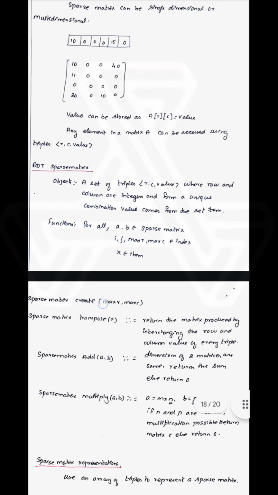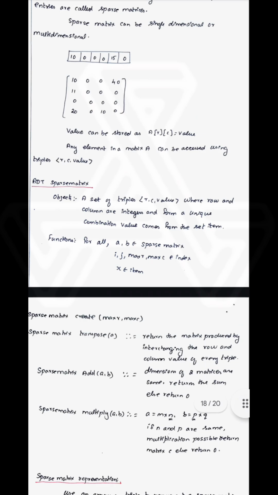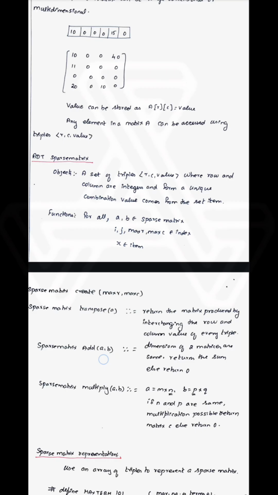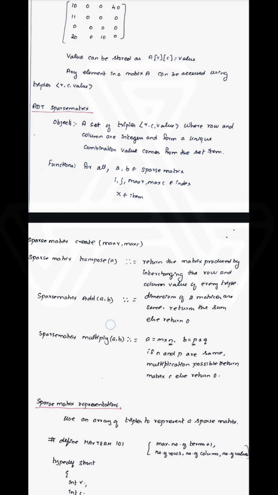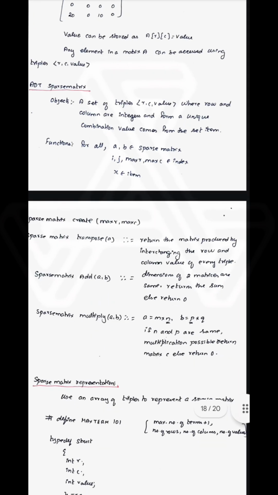Values can be stored as (r, c, value). Any element in a matrix A can be accessed using triples: r, c, value. ADT sparse matrix. Objects: a set of triples (r, c, value) where row and column are integers and form a unique combination, and value comes from the set item.